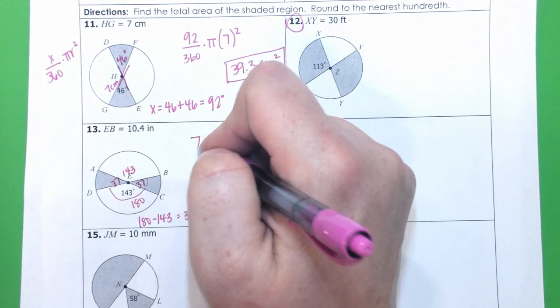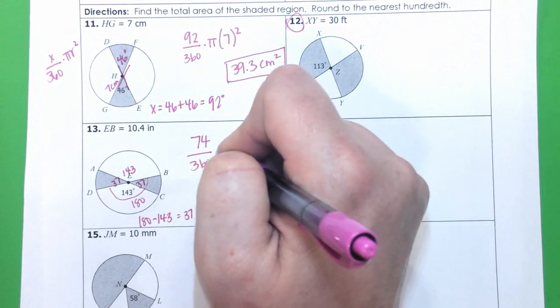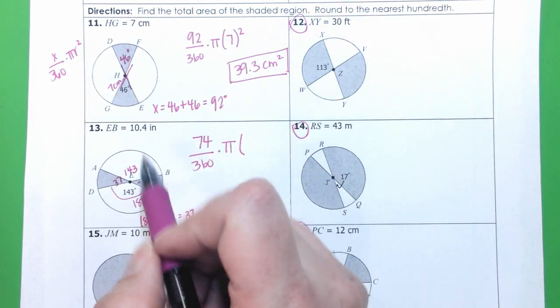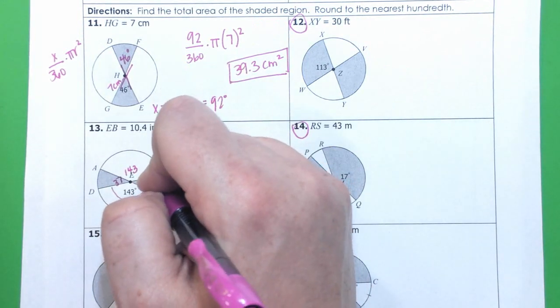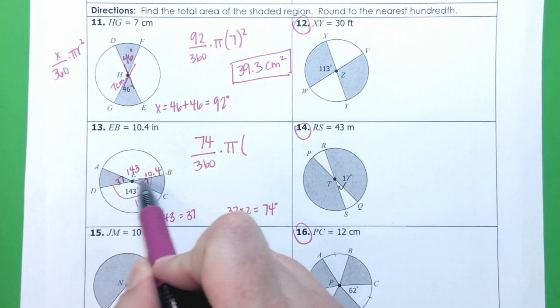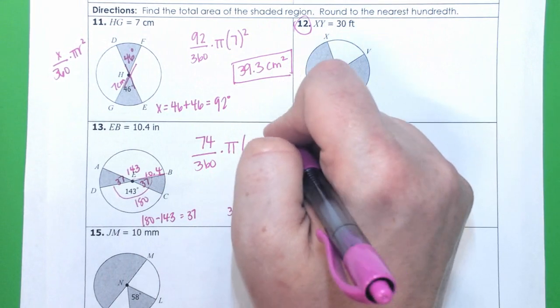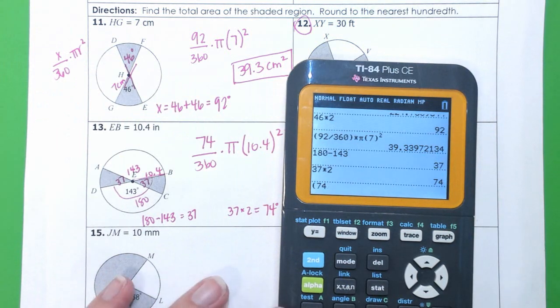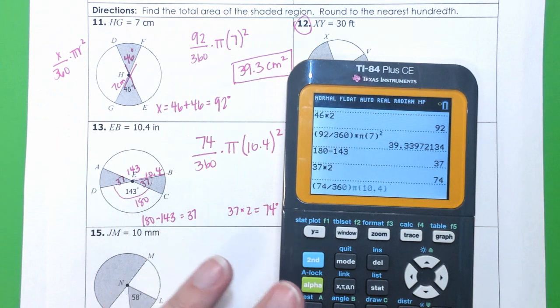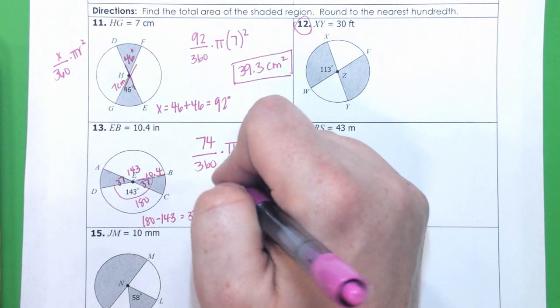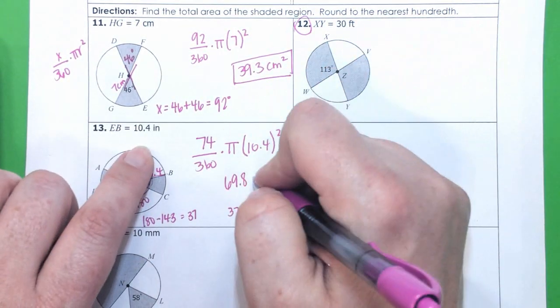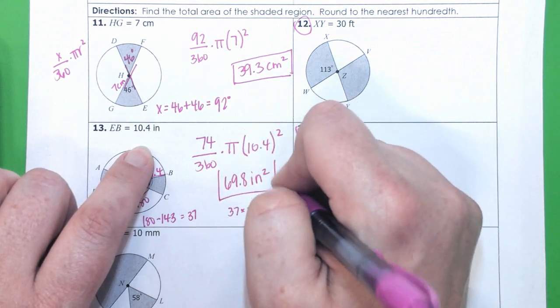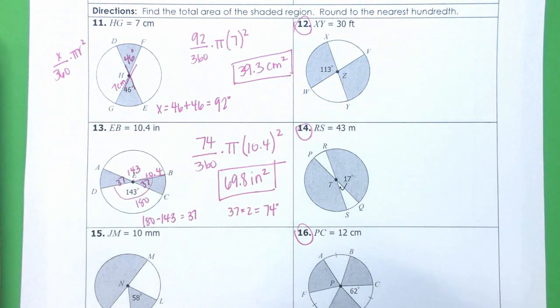So it'll be 74 over 360 times pi. EB is 10.4. All right, that's my radius, so 10.4 squared. And all we're going to do is type that in my calculator, still using that division instead of using the fraction. 69.8 inches squared. Okay, if you need to, pause it and see if you can do this on your own before you're asked to do it on your own later.